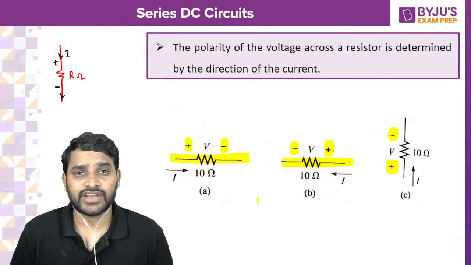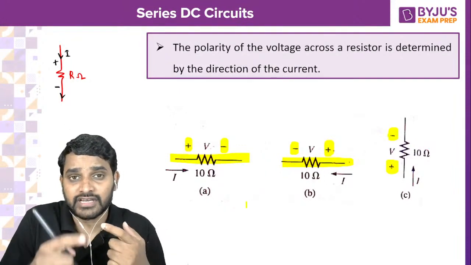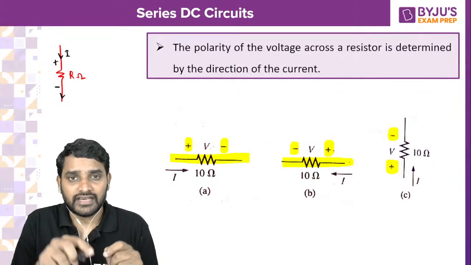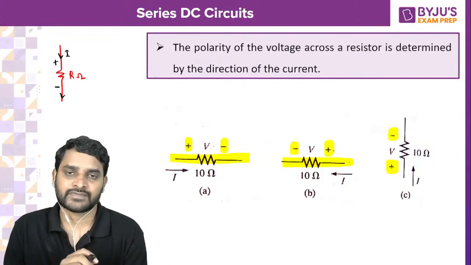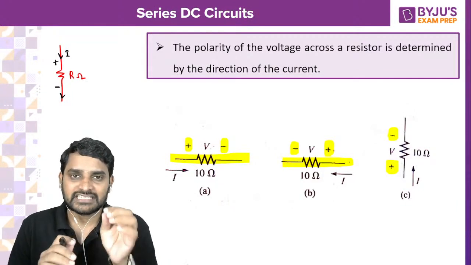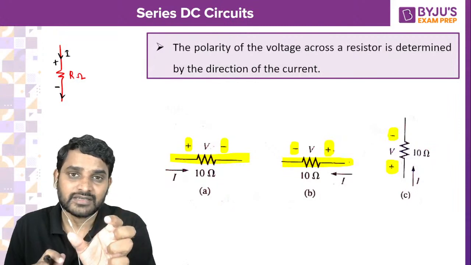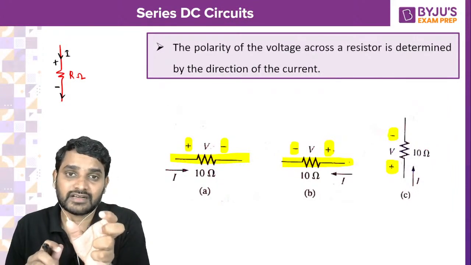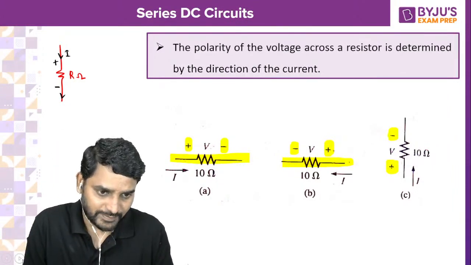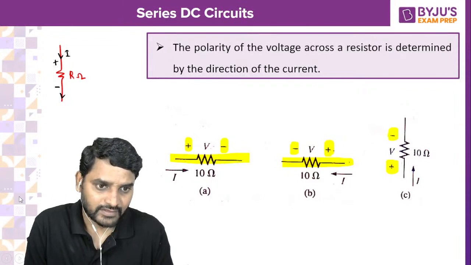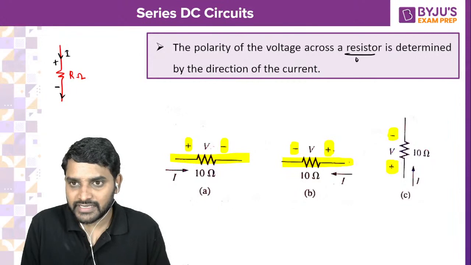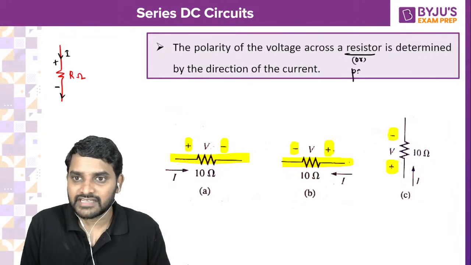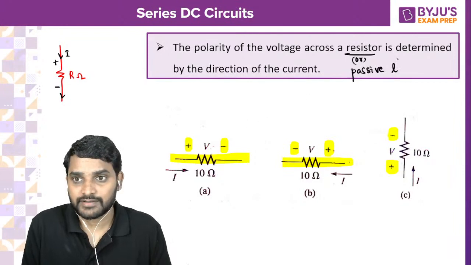So these points you need to remember before you apply KVL in a closed path. You need to be careful with these polarities. The direction of current is going to decide the polarities across the passive elements. Be careful, it is passive elements, not active elements. Let me write that: resistors are simply passive elements, not active elements.